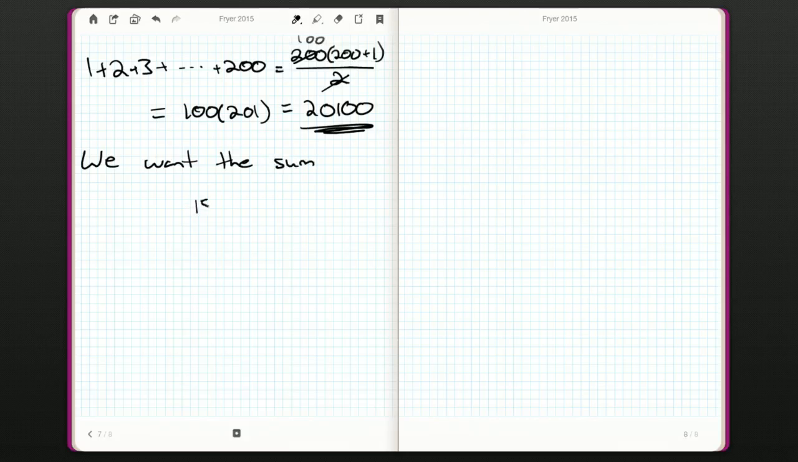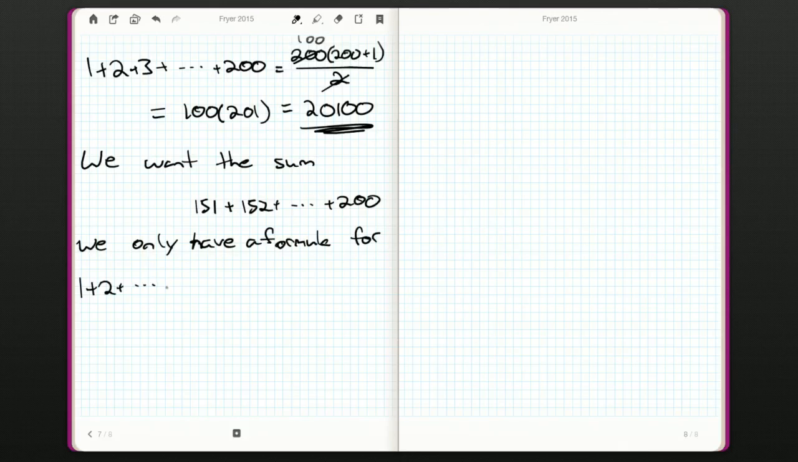So what we want is the sum 151 plus 152 all the way up to 200. But we only have a formula for the sum of the numbers 1, 2. Right? We have missed out on this 150 all the way up to 150. Now, I've written this in a very particular way. I did put the 151 all the way over, but I'm just trying to illustrate how you might try and approach this if it was not so obvious to you.